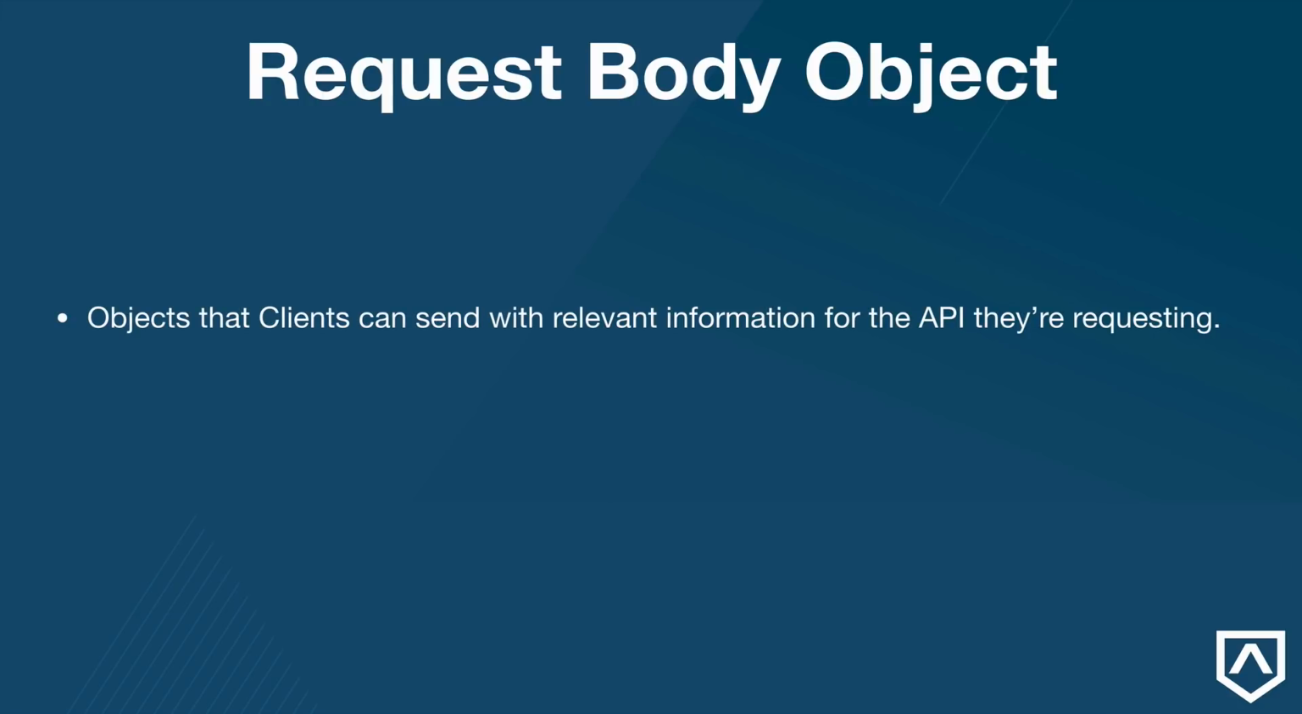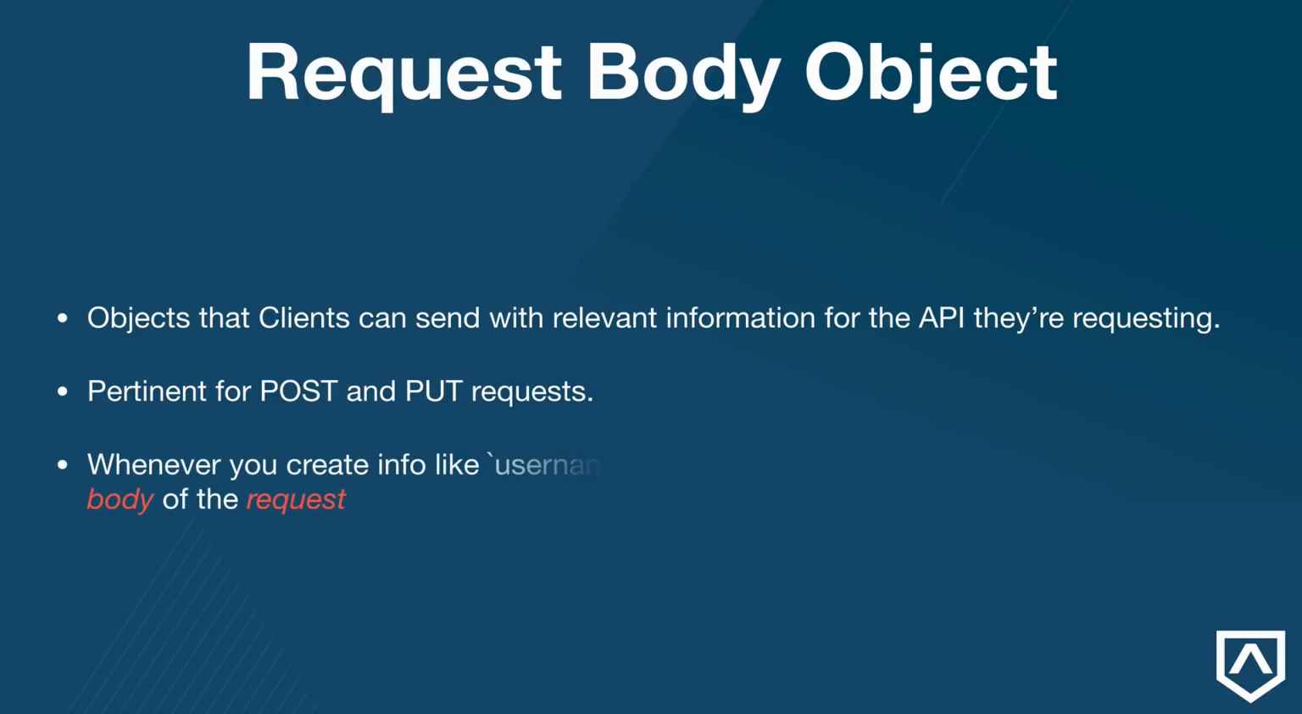Now we're going to take a look at the request body object. Request bodies are objects that clients can send with relevant information for the API being requested. This is very pertinent for the HTTP methods of POST and PUT. Okay, so any POST and PUT requests usually have some body of information on them. Whenever you create info like username and password, you send that info on the body of the request.